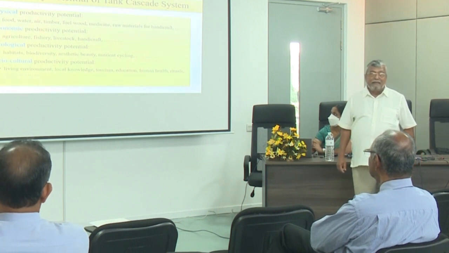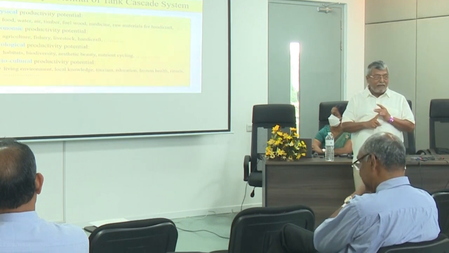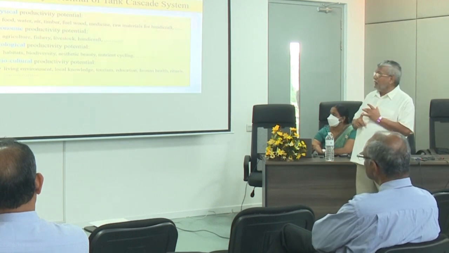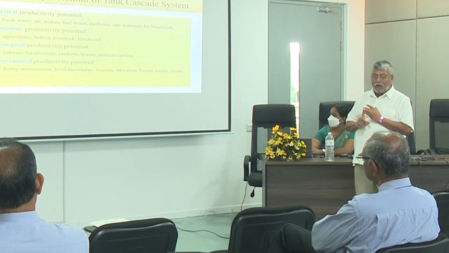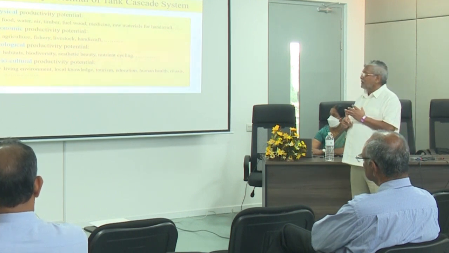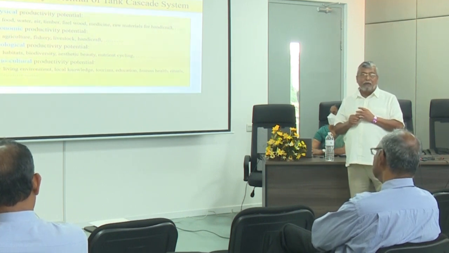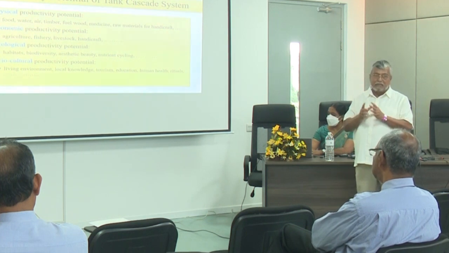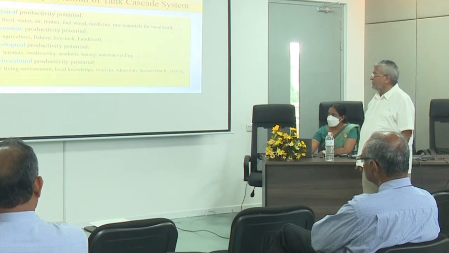Why are we expecting this from cascade systems? One is the physical productivity level we will have to improve. Second is economic productivity potential. Third is ecological productivity potential. The other one is for people, especially socio-cultural productivity potential. So it's not only economic productivity. We'll have to think about all these because it's an ecosystem, and ecosystem services are there not only for improvement of economics, but also for a lot of purposes.